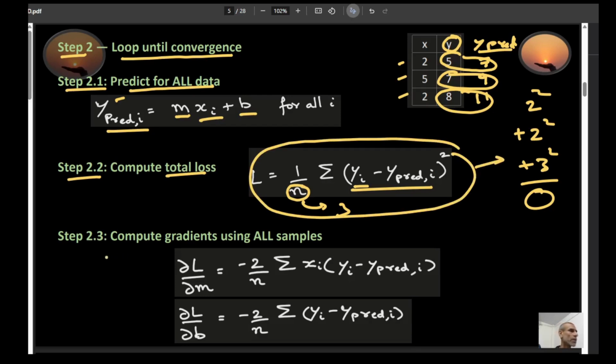Okay, then step 2.3. After this, we compute the gradient using all the samples. So here, I'm going to calculate my derivative of L with respect to M. It will come out to be this expression. And likewise, compute your derivative of L with respect to B. This is your answer right here. And these ones right here, they will be some numbers. This will also be some number.